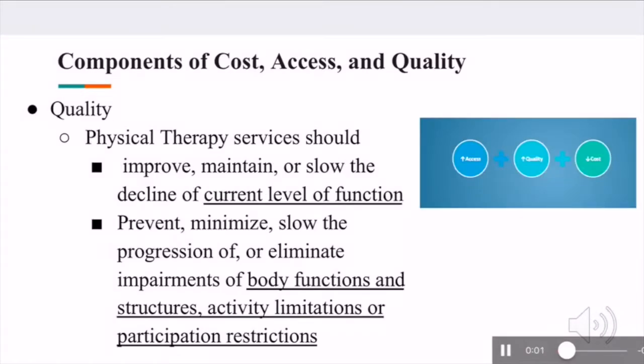Lastly, in terms of quality, physical therapy services should improve, maintain, or slow the decline of current level of function, as well as prevent, slow the progression of, or eliminate impairments of body functions and structures, activity limitations, or participation restrictions. Collaboration amongst team members is the best way to ensure high-quality care.